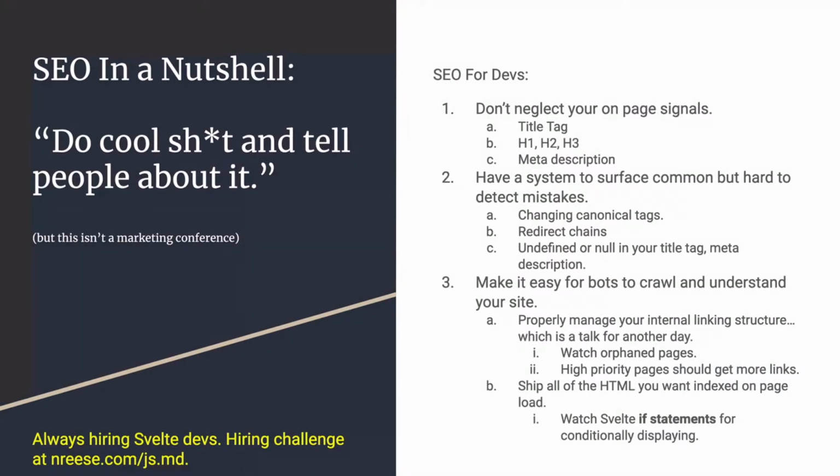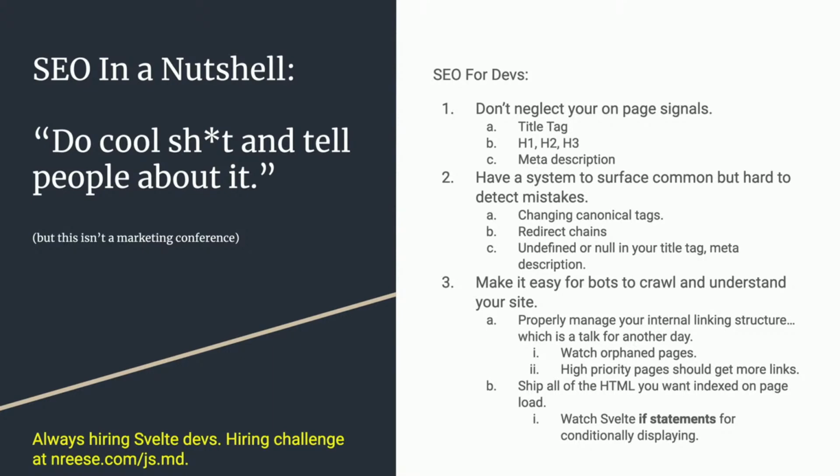Now, for SEO, I always say it's do cool shit and tell people about it. And that's what I tell at marketing conferences. And I have a whole talk on do cool shit and tell people about it, and how that dovetails into outreach, and how that can really be your core SEO strategy. But since this is a developer conference, let's talk nitty gritty. Let's talk what actually matters.